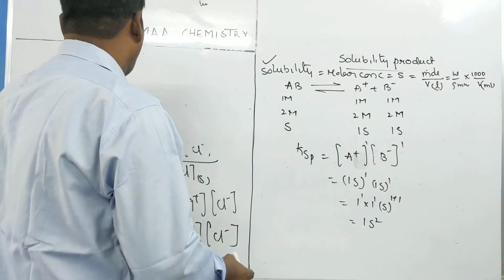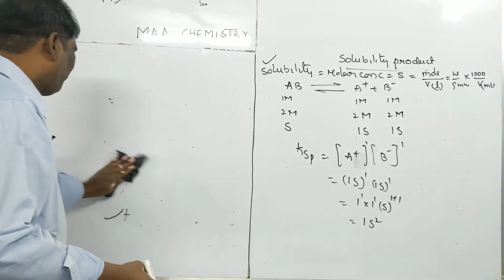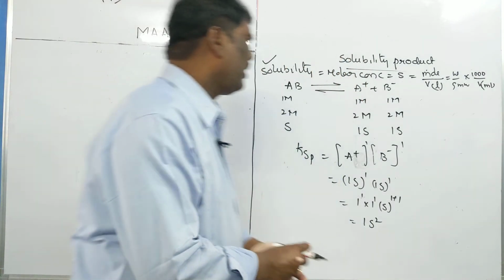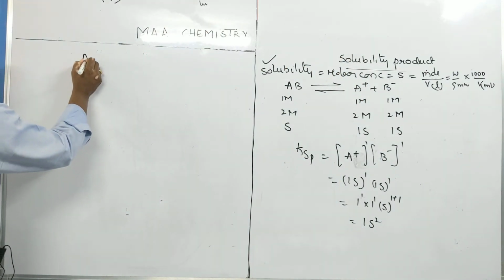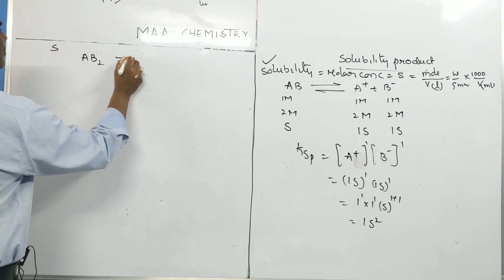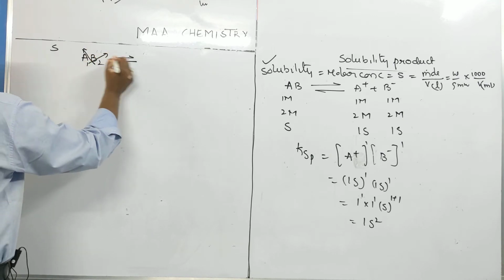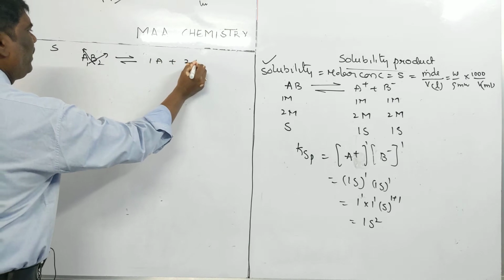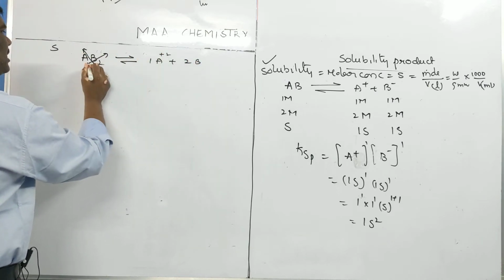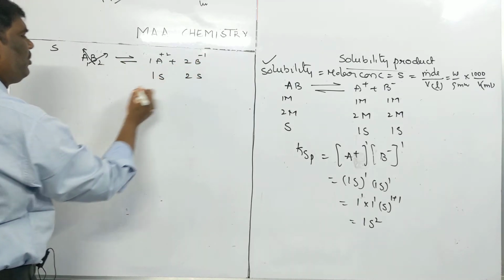Another example I am taking is AB2 salt. For AB2 salt, how can we find the solubility product? Let us say it has solubility of S. This one ionizes into, you crisscross, then we will get the charges. 1A and 2B are there. 2 is the charge of A, whereas 1 is the charge of B. So solubility 1s, solubility 2s.